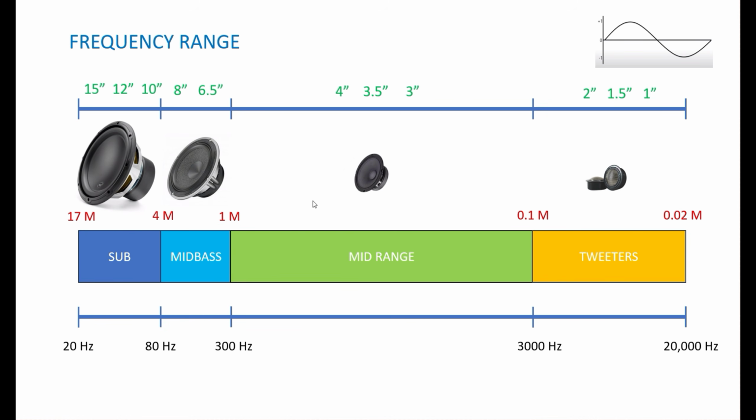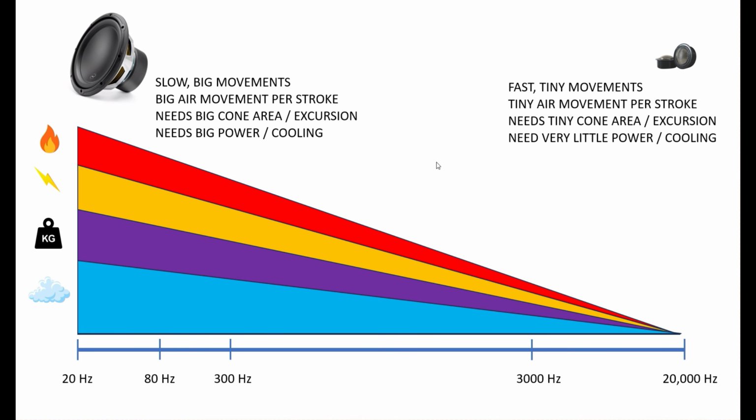Fantastic. But what's that all got to do with different speakers? The short answer is that when we look at speakers we need for high frequencies, we want them to be able to create very fast, tiny movements because they're going to move back and forth thousands of times per second. So very, very small movements. They're not going to move a lot of air. They're moving very quickly. And therefore you only need a very tiny cone, very little excursion, very little power, and they produce very little heat. That's the characteristic of tweeters, or speakers that play very high frequencies.